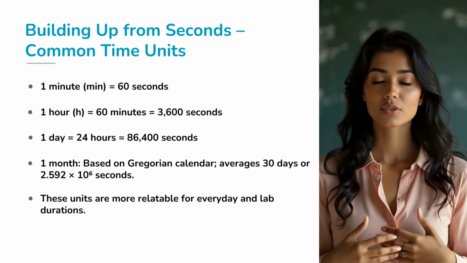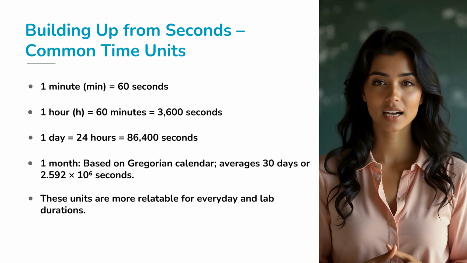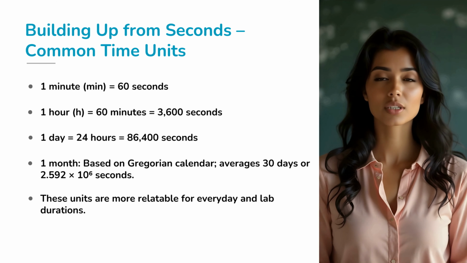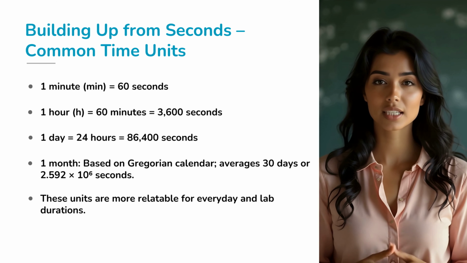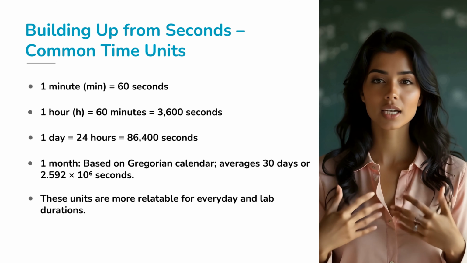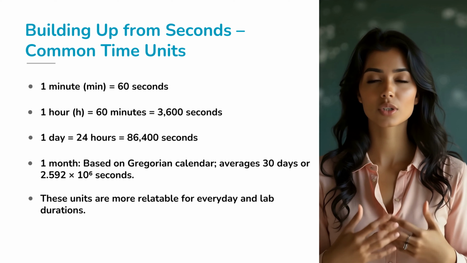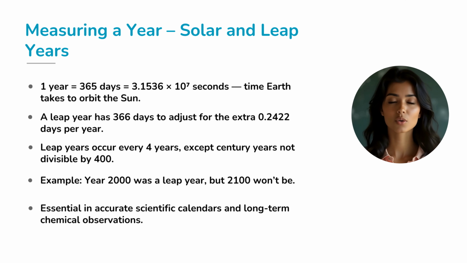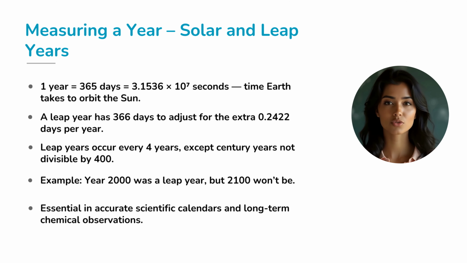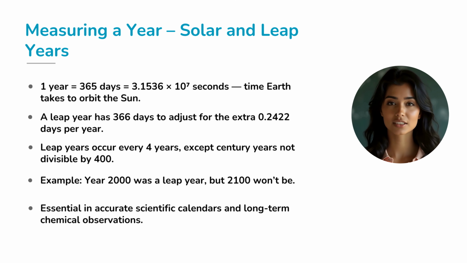These familiar time frames, minutes, hours, days, and months, aren't just for clocks and calendars. In chemistry, they're crucial for monitoring reaction durations, waiting times and titrations, and temperature control intervals. What about longer cycles, like a year? A year is defined as the time the Earth takes to complete one full revolution around the Sun, that's roughly 365 days or 3.1536 times 10 raised to the power 7 seconds.